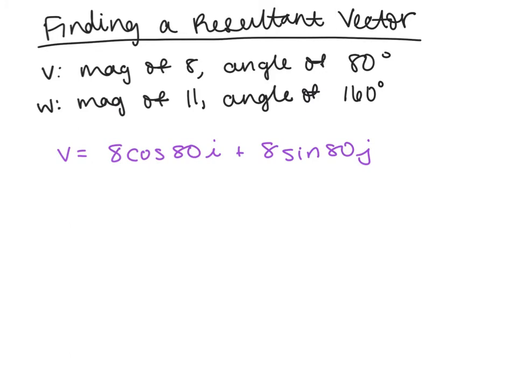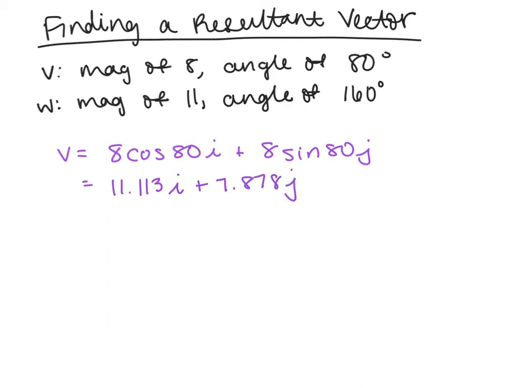And now since these aren't exact values, we can just go ahead and put them in your calculator. So we have 1.113, looks like. I'm going to go 3 decimals. 1.113i plus 8 sine 80 is 7.878j. So that's our vector v.